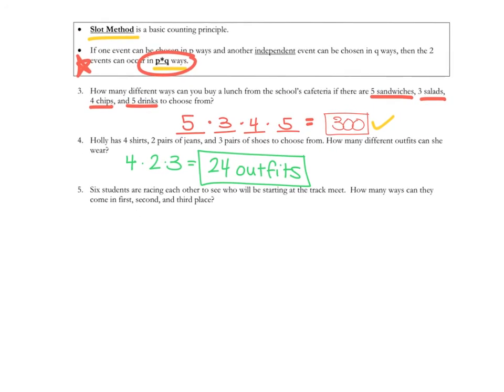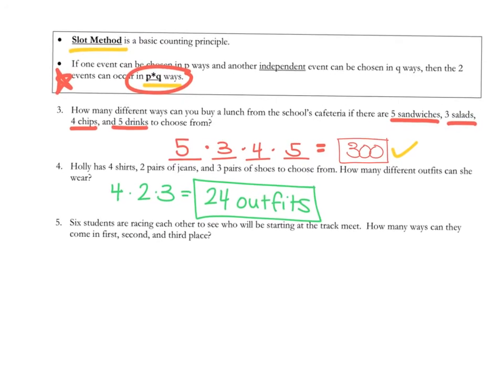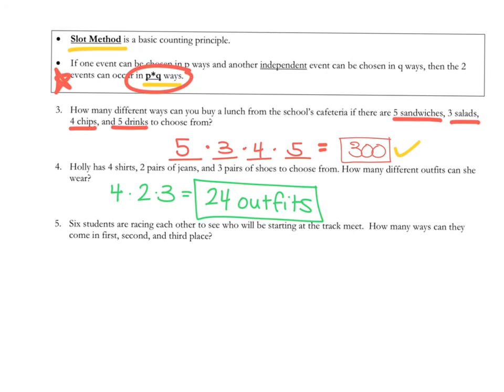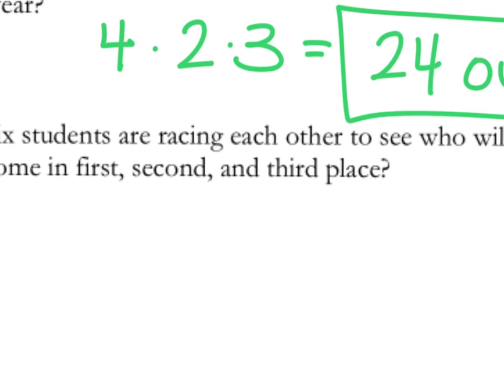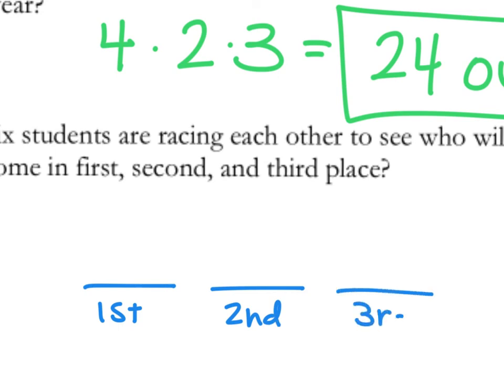Fun. Last one, and this is possibly one of my favorites. 6 students are racing each other. So here's where the slot method comes in. To see who will be starting at a track meet, how many ways can they come in first, second, and third? So this one's a little bit different. So we're looking for 3 different places. So we have first place, second place, third place.